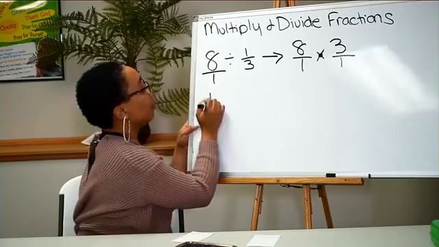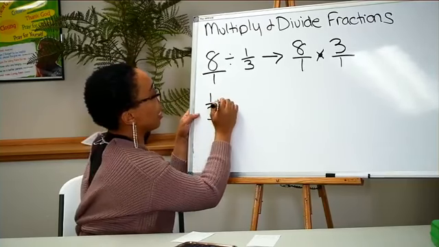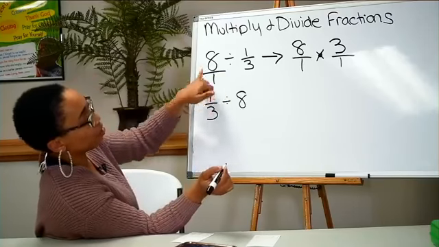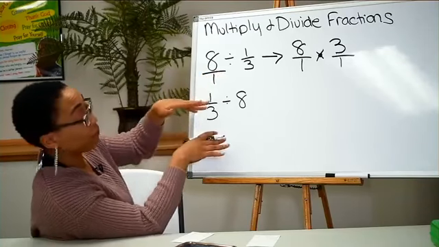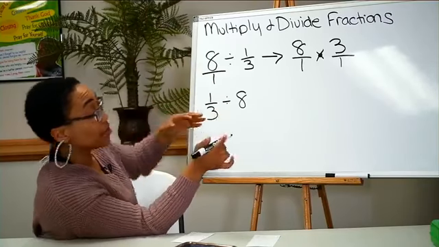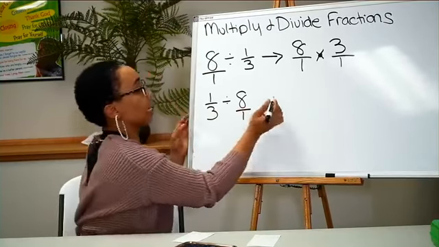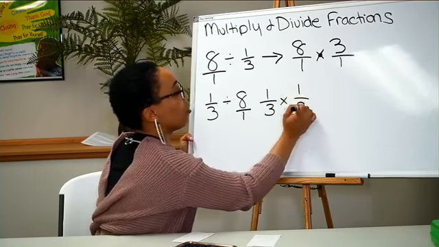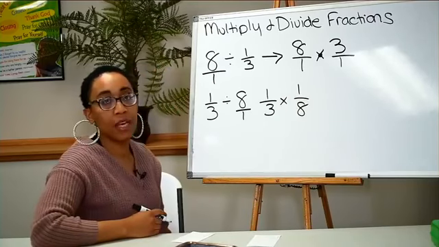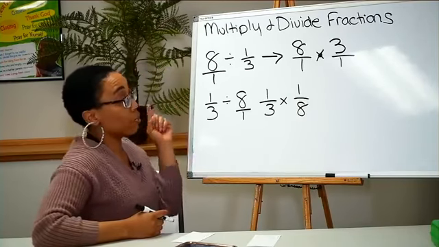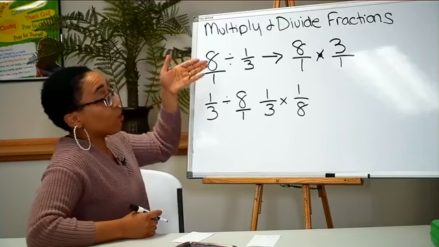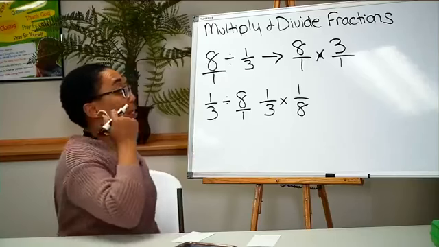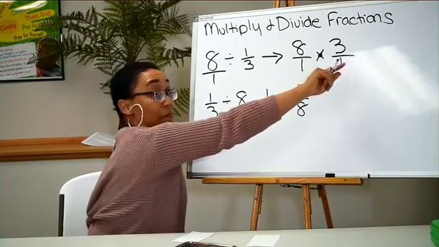If we had this. Okay, so this is the original problem, and I just switched the positions of the fractions. You would still flip the second one. Okay, so we have 1/3 times 1 over 8. Okay, now you're going to get a different answer, which proves the point that you need to make sure you are writing the problem the way they give you in the book, okay? Because this is not going to give you the same answer as this.